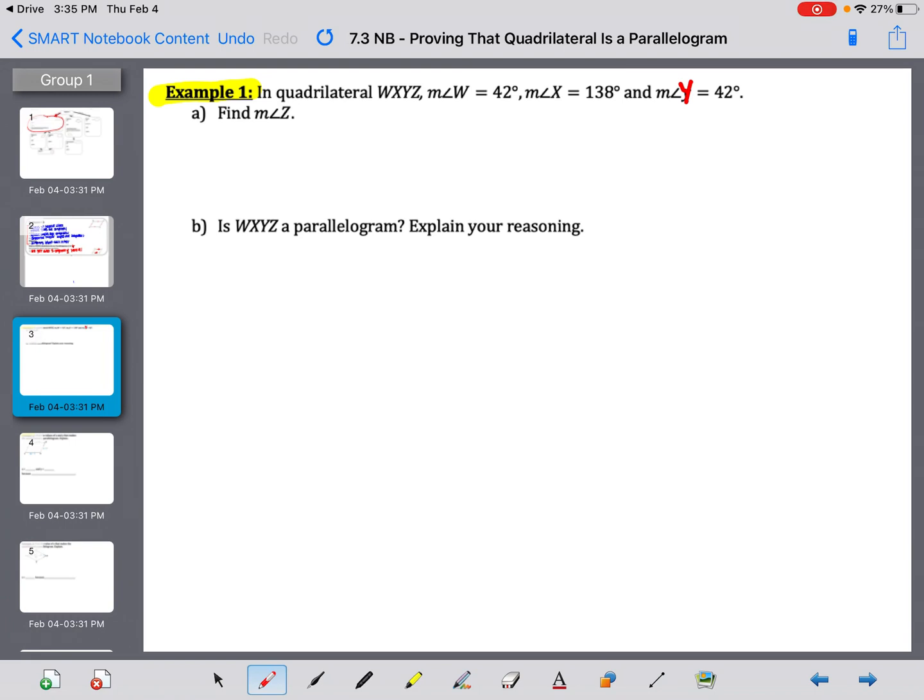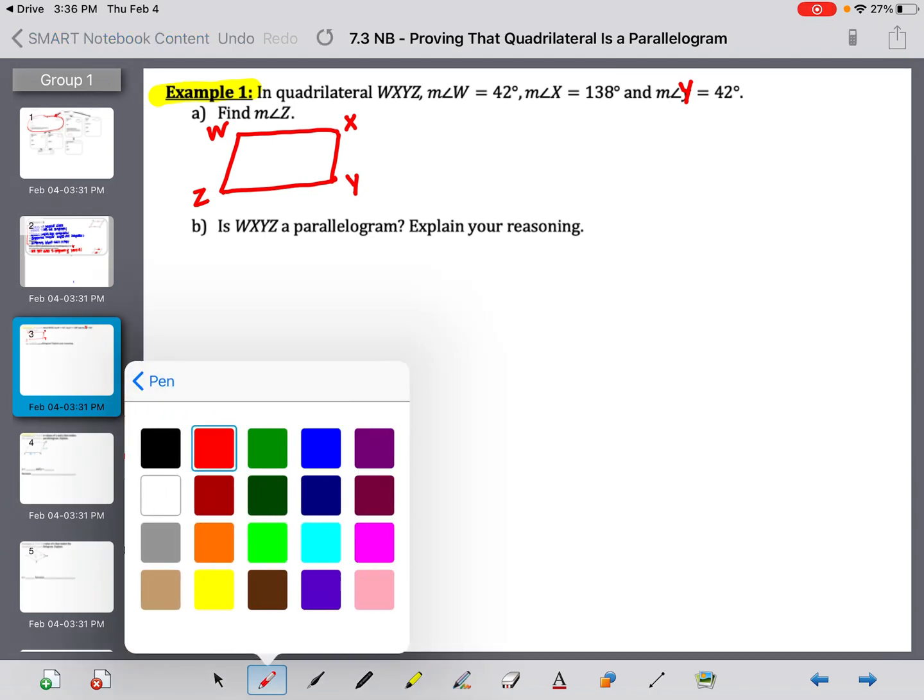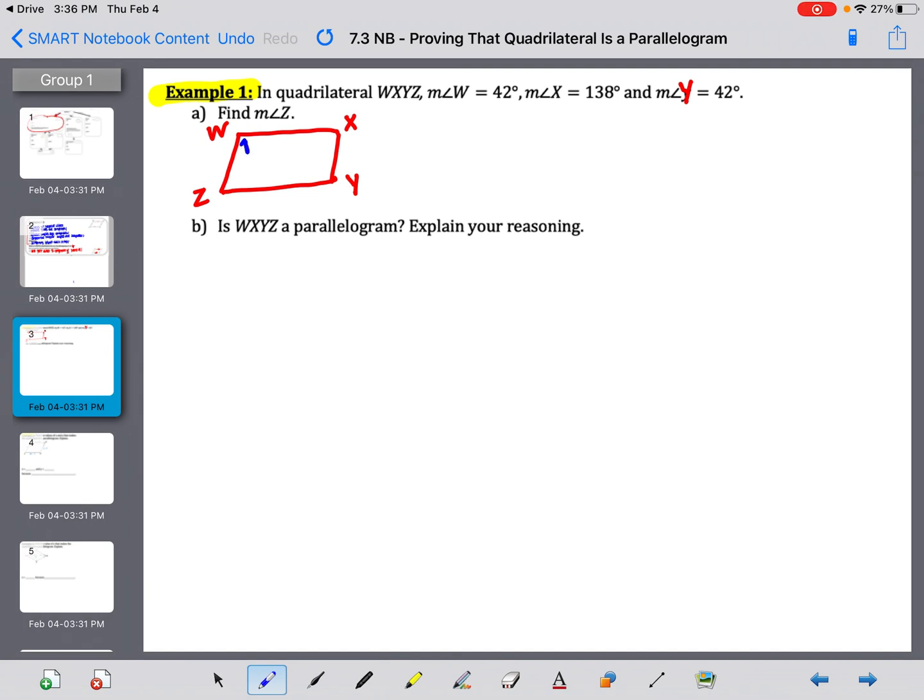That's a lot of information, and I am a visual person, so I'm going to go ahead and draw out this quadrilateral. Four-sided polygon, I've got W, X, Y, Z. Notice you have to go in clockwise or counterclockwise, right? W should be next to X and so forth. So I have the measurement of angle W is 42 degrees. I have X is 138 degrees, and I have Y is 42 degrees, and I need to find the measurement of angle Z.